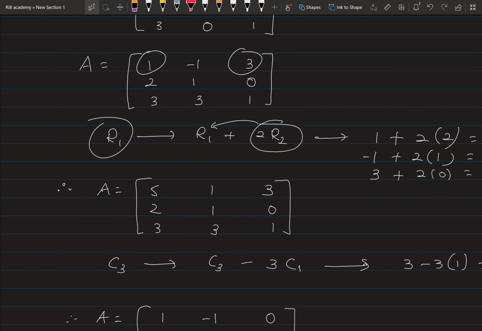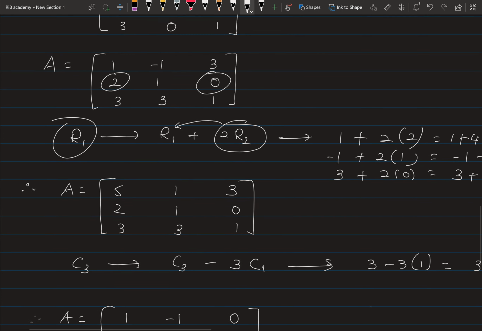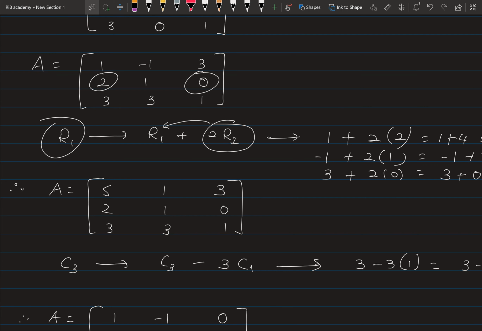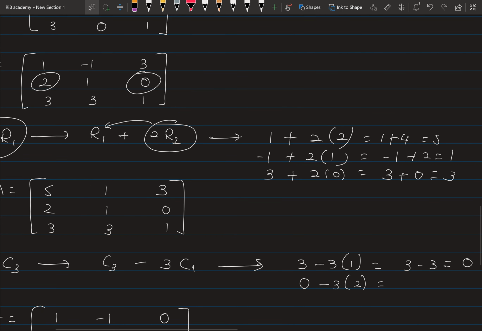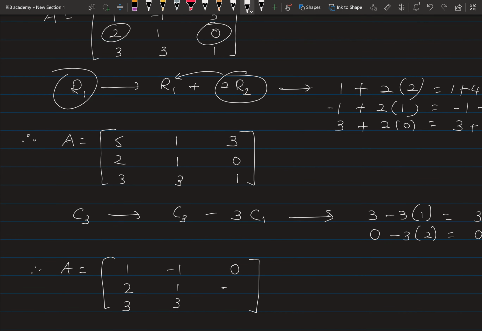Now we go for the next elements. Now this is 2. If I apply the same operation, I should write C3 as 0 minus 3 times C1, which is 2. So that is 0 minus 6, which is -6. So my next element is -6.